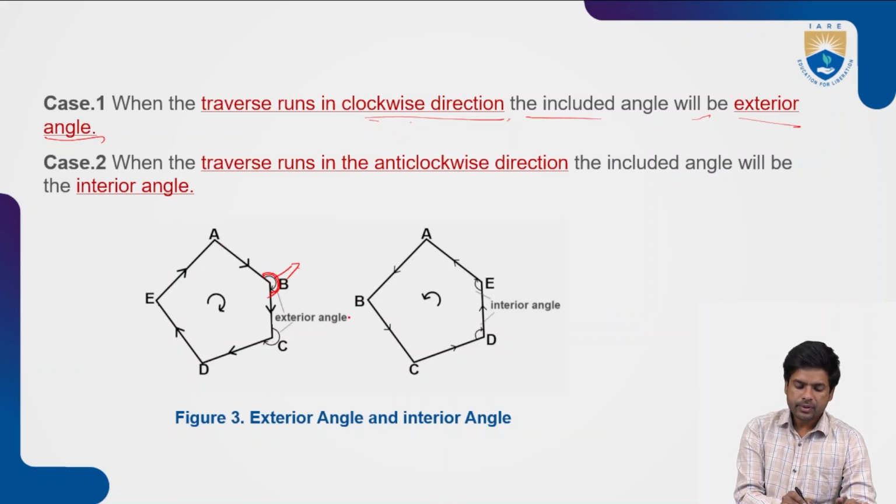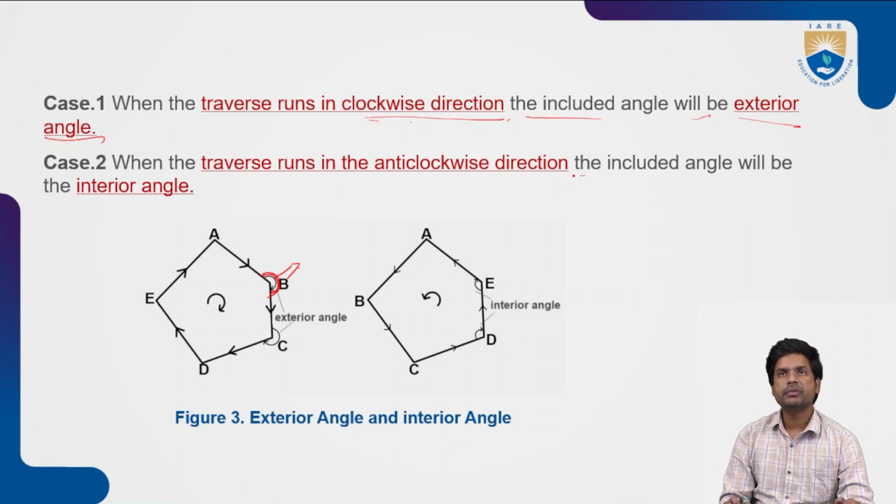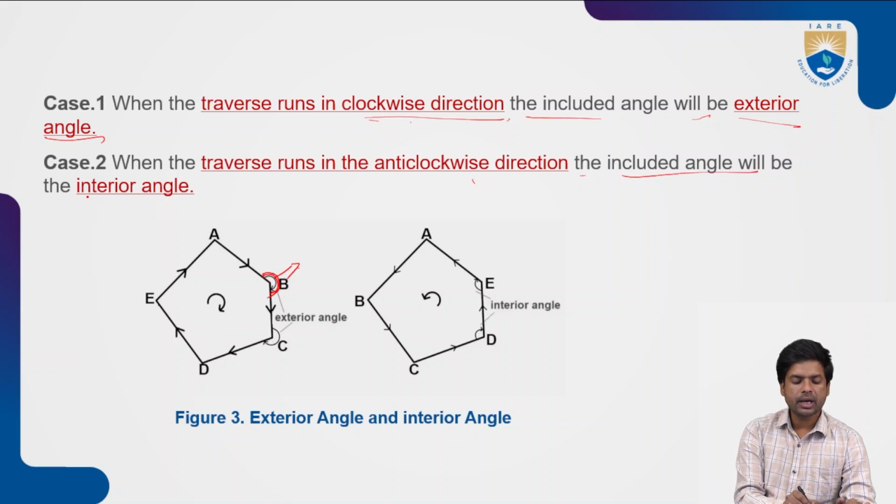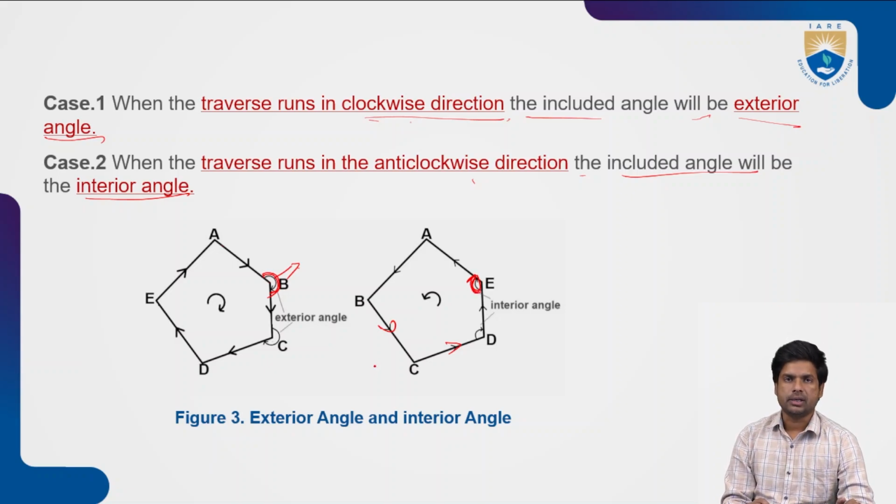Now, if you see the second condition, when the traverse runs in the anti-clockwise direction, the included angle will be the interior angle. In the second diagram, the traversing is done in the anti-clockwise direction, so here we form included angles. This interior angle is called an included angle here. These are the two cases while mentioning the exterior angle or interior angle.